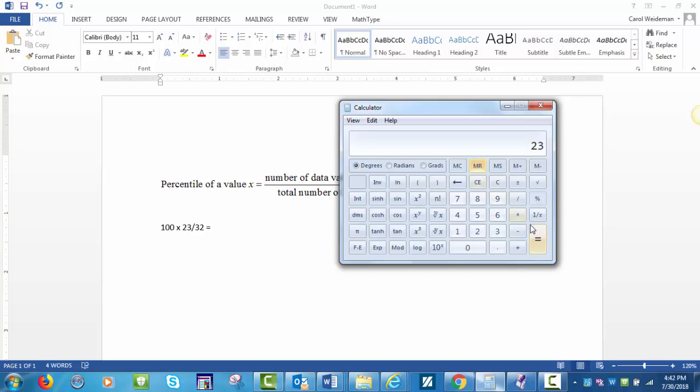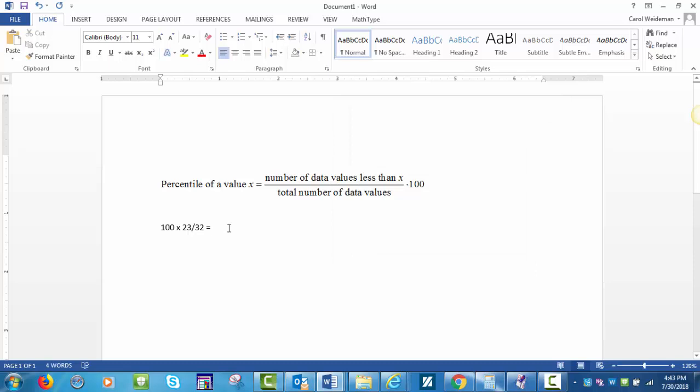23 divided by 32. If I pull up my calculator and do that calculation, 23 divided by 32 and then multiplied by 100, and we always round up, this comes out to 71.9. I'm going to put that in here, 71.9, but it's actually going to round up to be the 72nd percentile.